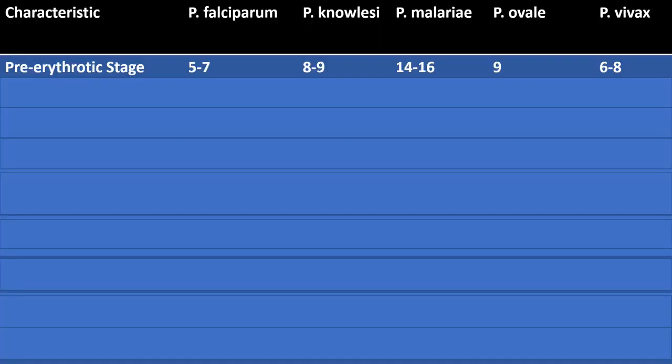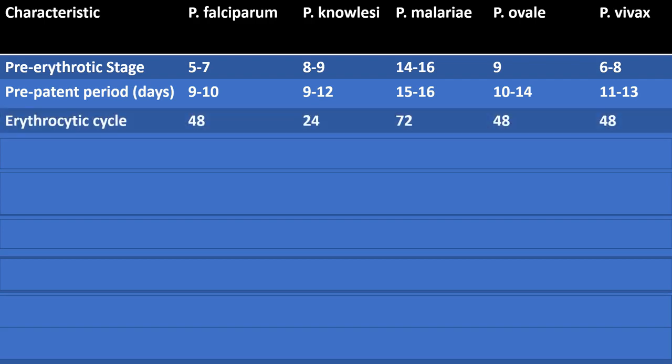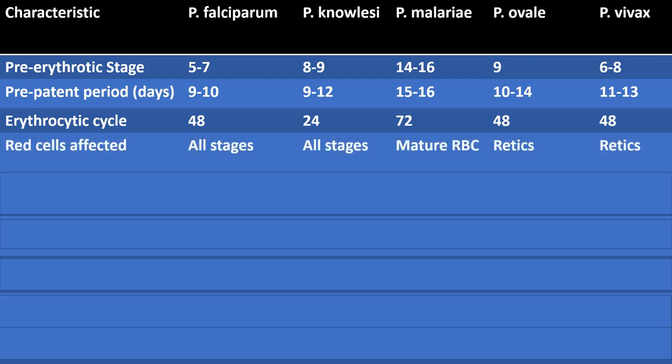This chart shows various stages of the malaria cycle among different species of malaria. The first one is the pre-erythrocytic stage. The pre-patent period is the time taken from the entry of sporozoites to the first appearance of malaria parasite in the peripheral blood. Erythrocytic cycle is the time from the entry of merozoite to the rupture of schizont.